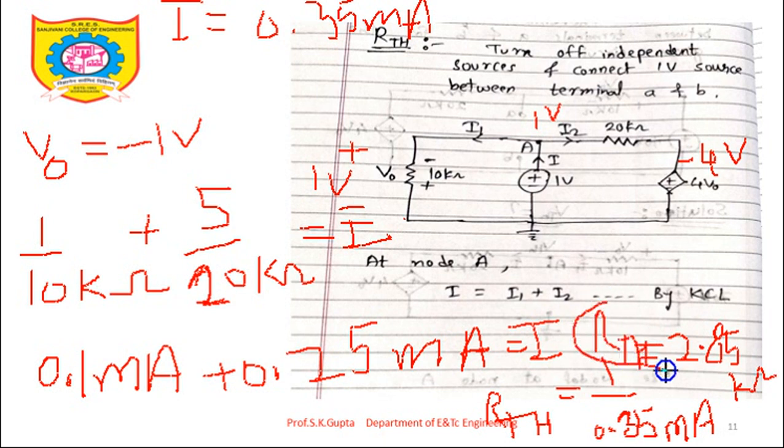Okay, so this way we have determined the value of RTH. 1 volt here, so here minus 1 volt, V0 will be minus 1 volt. So this will be minus 4, and one nodal equation at 1 volt source. I get the value of current I, and RTH is voltage upon that current value. I get the answer as 2.85 kilo ohm.